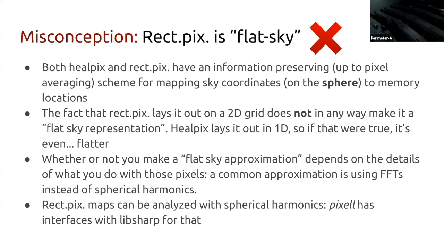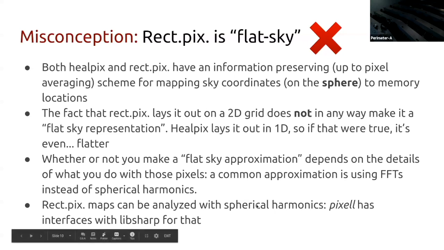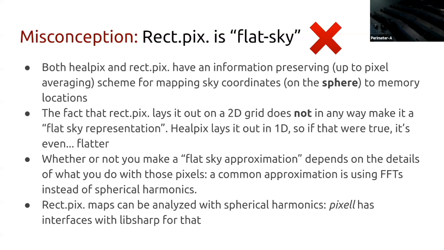HEALPix lays it out in one dimension, so that vector would be even flatter, right? Whether or not you make a flat sky approximation depends on the details of what you do with those pixels. If, for example, you use Fourier transforms, which are defined on a Cartesian grid, instead of spherical harmonics, that's the point at which you've made a flat sky approximation. That's one possible place you could make one. But in general, rectangular pixelization maps can be analyzed with spherical harmonics. In fact, there are advantages to using rectangular pixelization when calculating spherical harmonics. In particular, pixell has interfaces with the libsharp library to allow for full sky, proper spherical harmonic analysis.